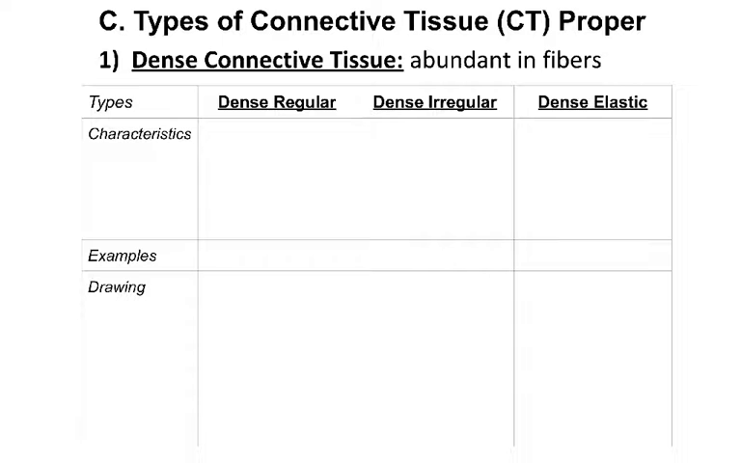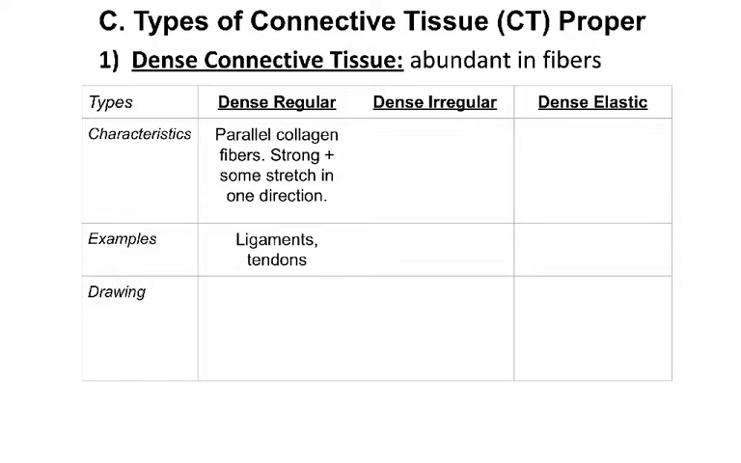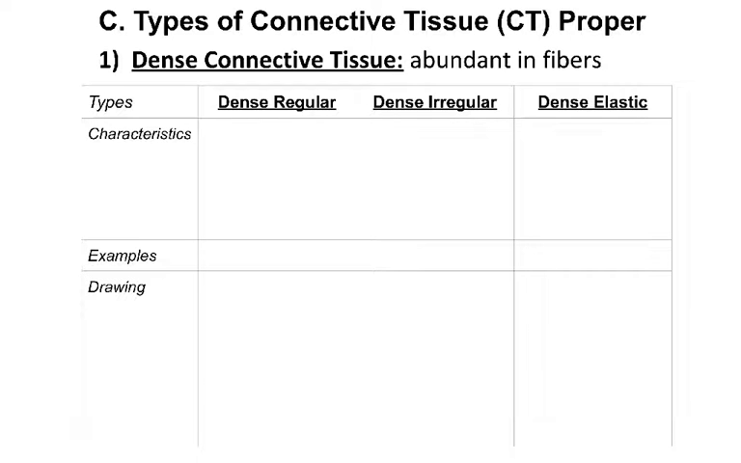Okay. So of our two categories of connective tissue proper, we have dense connective tissues, which are connective tissues that are really abundant in fibers. So we have three main types: dense regular, dense irregular, and dense elastic. And if you haven't yet, make sure you get this table down, or some element of this table, where you have the types, then space to write about the characteristics, space for at least one or two examples, and then space for a quick sketch.